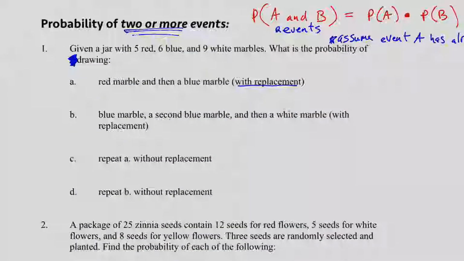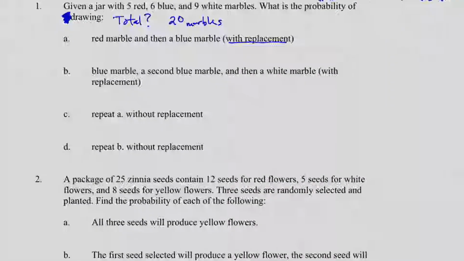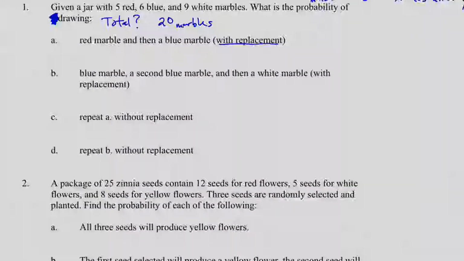So first, this is what we always do first. We need the total. Why do we need the total? We need the total in the jar. That's always going to go in the denominator. So what's the total here, guys? 20. There's 20 marbles total. If you grab a red marble, how many are there in the bag? There's 5 red marbles out of 20.